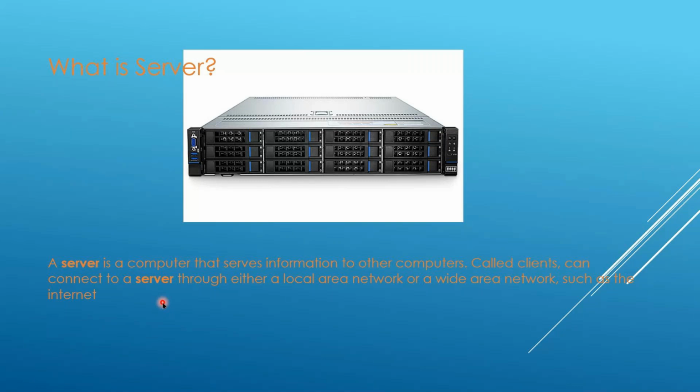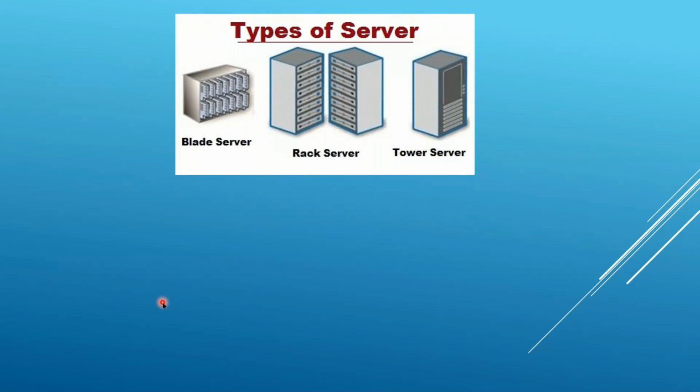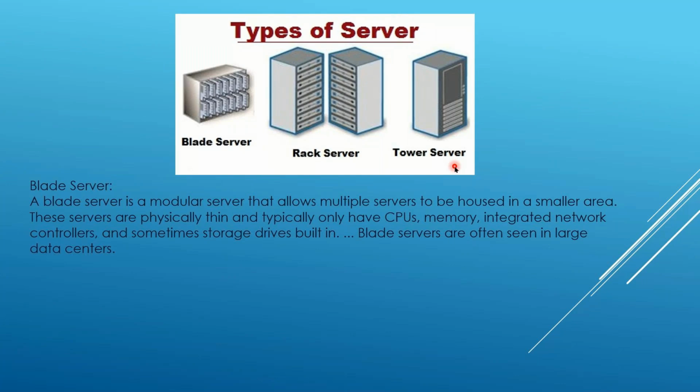Yeah. Now, types of servers. What types are available in the data center? The first ones are blade server, rack server, and tower server. Let us go one by one. Blade server: a blade server is a modular server that allows multiple servers to be hosted in a smaller area. See here, this is the container. Inside this container, we insert thin servers, which are blade servers. These are high performance servers. In enterprise level data centers, we use blade servers.